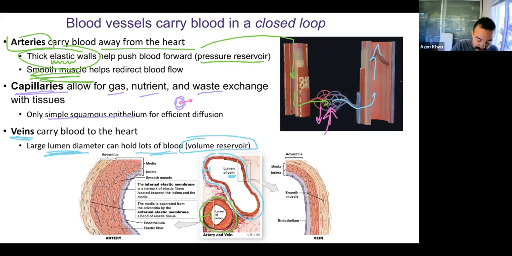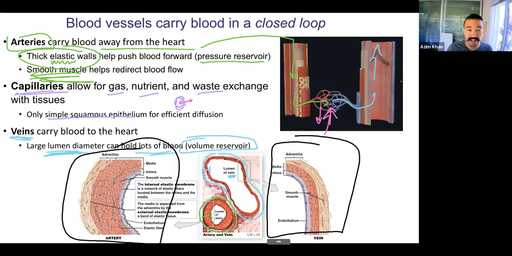So we'll be comparing the differences in layers between arteries and veins. They overall have the same layers, but you can clearly see that there's differences in thickness. And those differences in thickness, differences in composition dictate their functions.